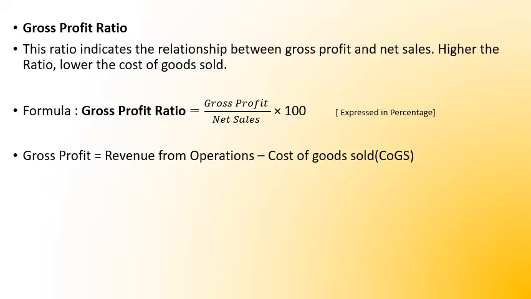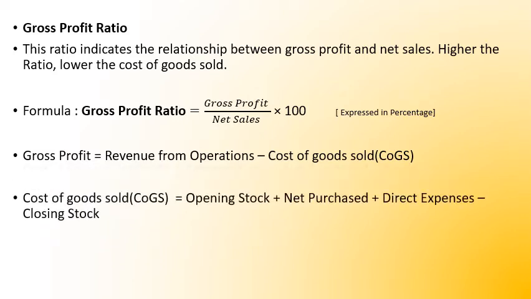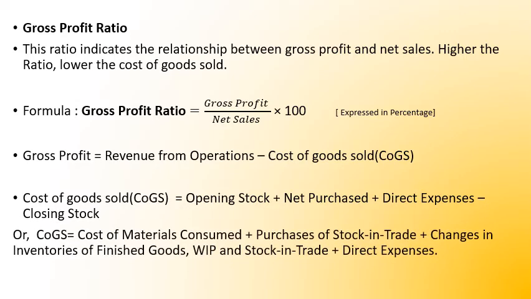So gross profit is equal to revenue from operations, that is net sales, minus cost of goods sold, COGS. Cost of goods sold is equal to opening stock plus net purchase plus direct expenses minus closing stock. Another way is that COGS is equal to cost of materials consumed plus purchase of stock in trade plus change in inventory of finished goods and WIP, that is work in progress, plus direct expenses. Change in inventory means closing stock minus opening stock.